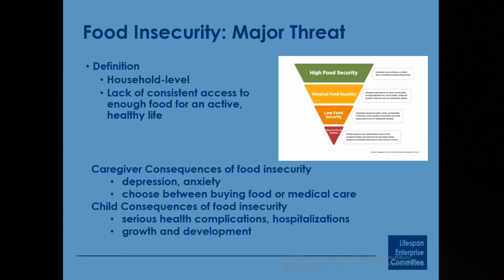As the triangle illustrates, this is from the USDA, United States Department of Agriculture, for most of us, it's high food security. And then there's marginal food security. And then it's a much smaller number that are low food security or very low food security. But families, households that are food insecure have risks both for caregivers, and these are things like depression and anxiety, and risks for children. And these are serious health complications or compromising their growth and development.